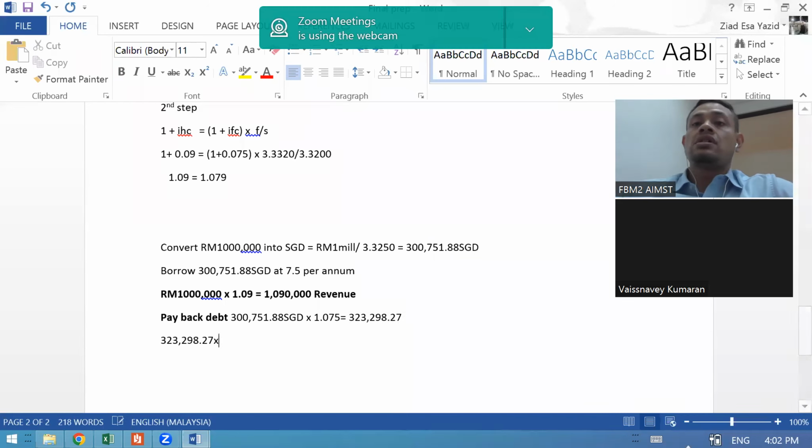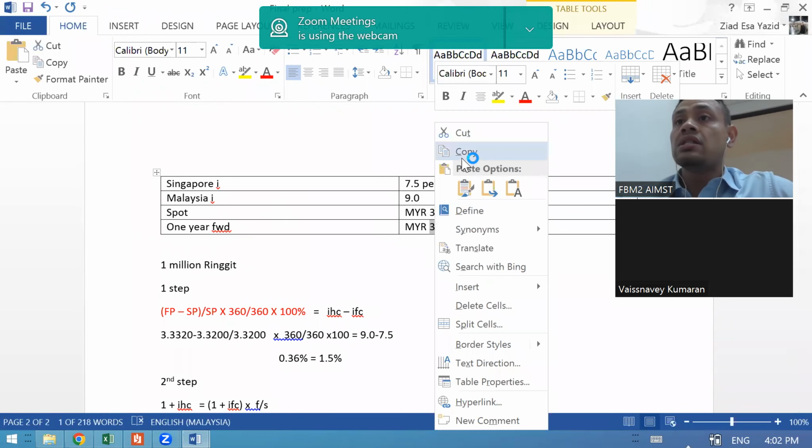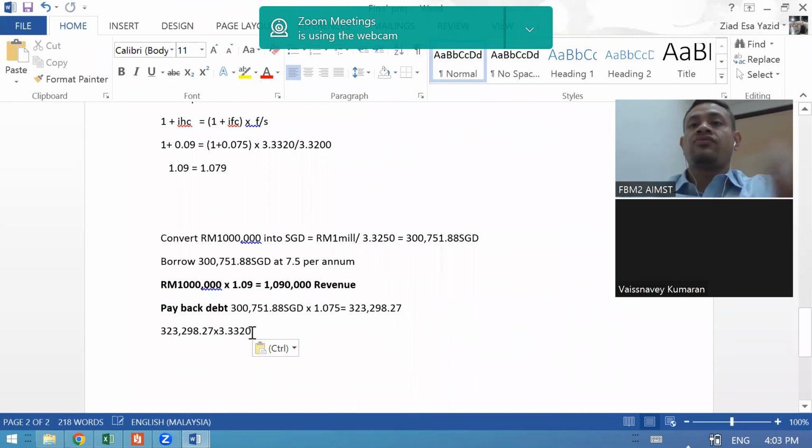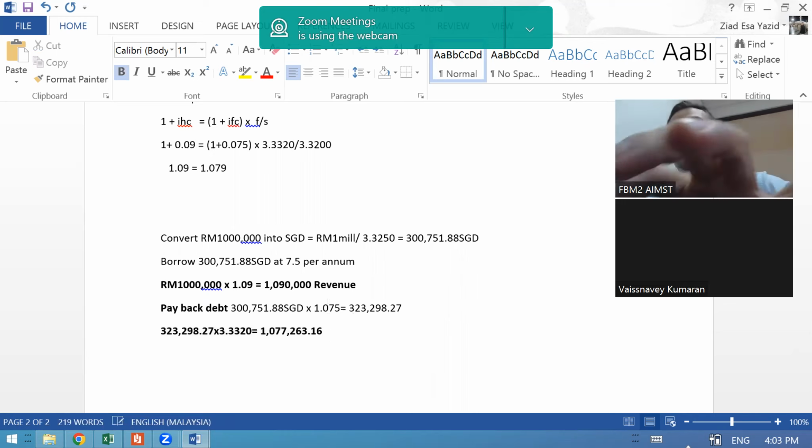times the forward rate, times 1 year forward, times 3.3320. How much do you get? Times 3.3320. So you will get 1,077,263.16. This is your revenue, this is your debt. This is your debts that is converted into ringgit.